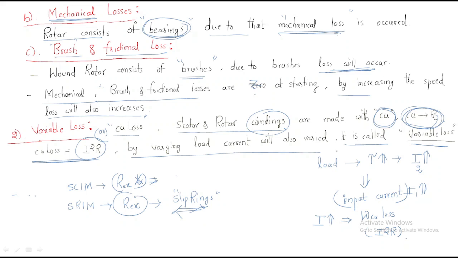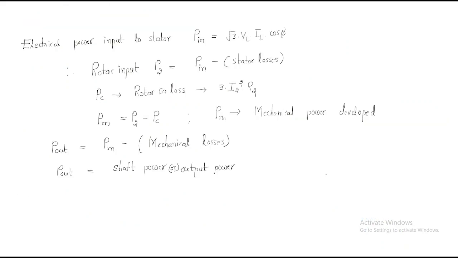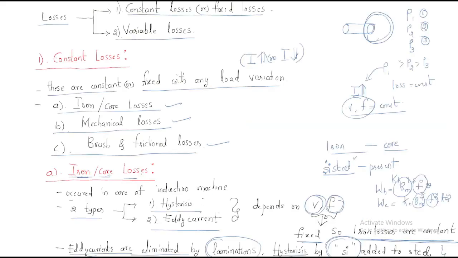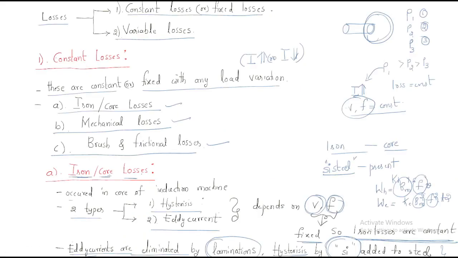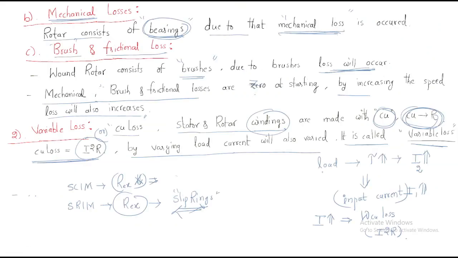This is also called the variable loss. Variable loss is only the copper loss, but constant losses are the core loss, frictional loss and windage loss, the mechanical losses. So these are the losses included in the three-phase induction motor. For the three-phase induction generator also these losses apply. If you compare with the transformer, there are no mechanical or frictional losses, because there is no rotating part.